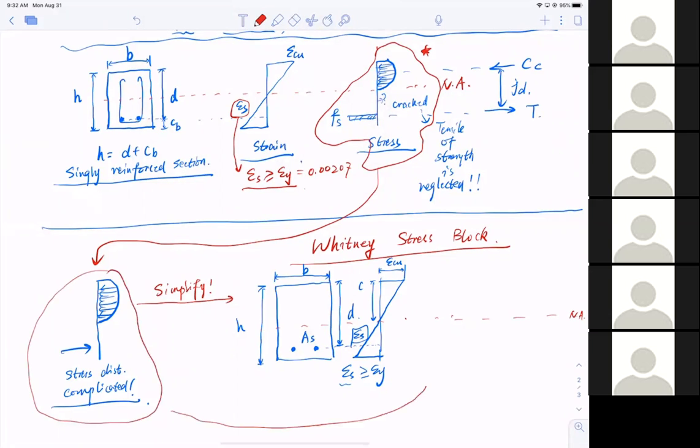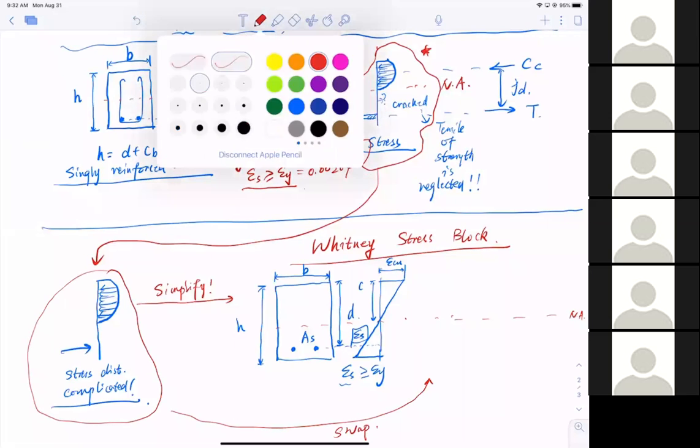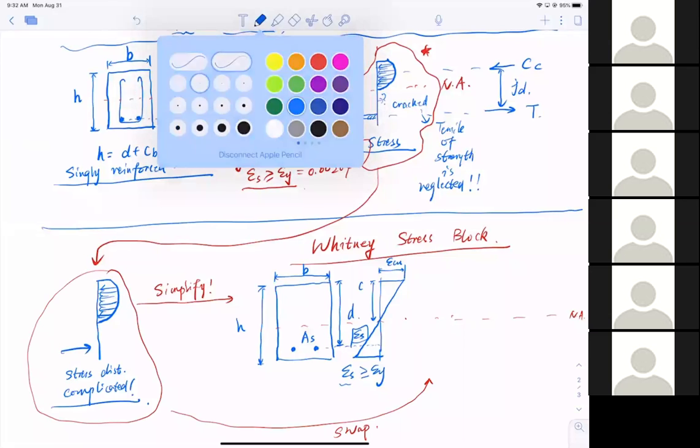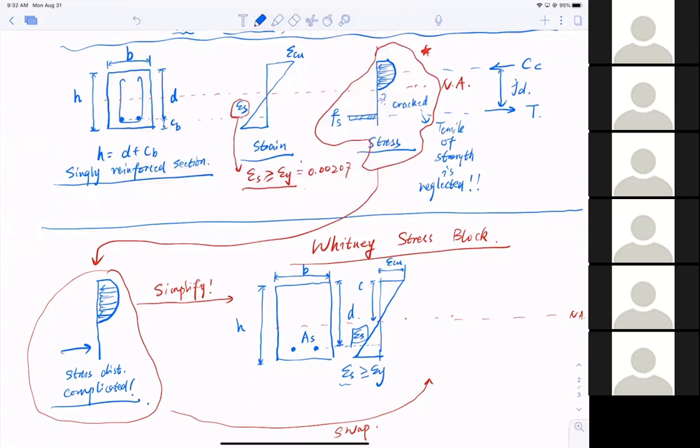And Whitney said, let's swap, okay? So I'm gonna replace this stress distribution, the actual stress distribution, with something simpler. How simpler? This is how simpler. I'm gonna use brackets, so pay attention, okay? So instead of this nonlinear distribution, Whitney said, let's try a block. Okay, let's try a block.